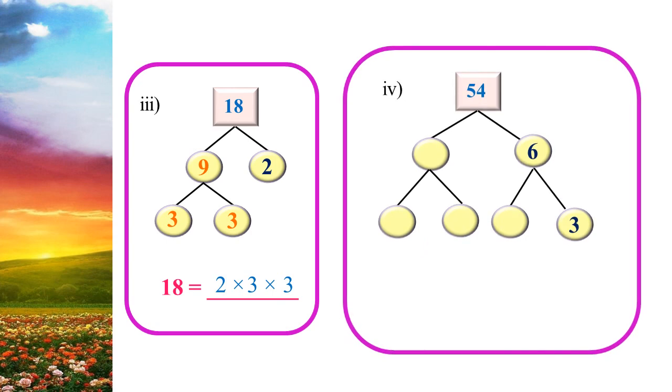Let's see fourth question 54. 9 sixes are 54. Here 9, 3 threes are 9. Here 6, 2 threes are 6. 54 is 3 into 3 into 2 into 3.